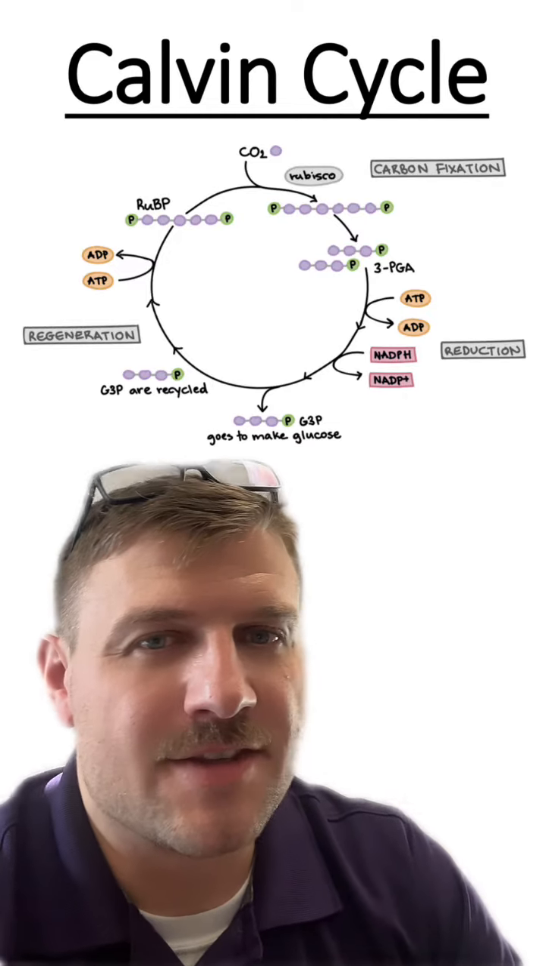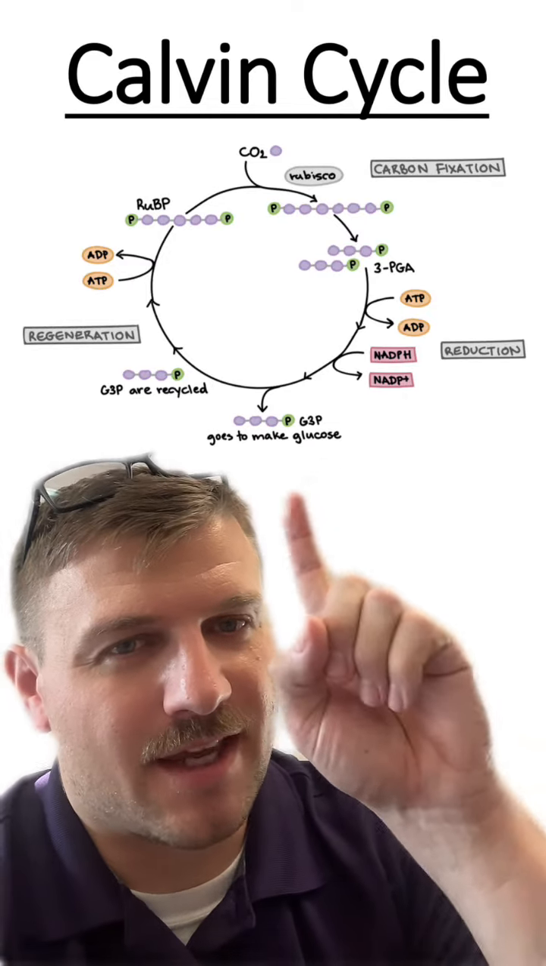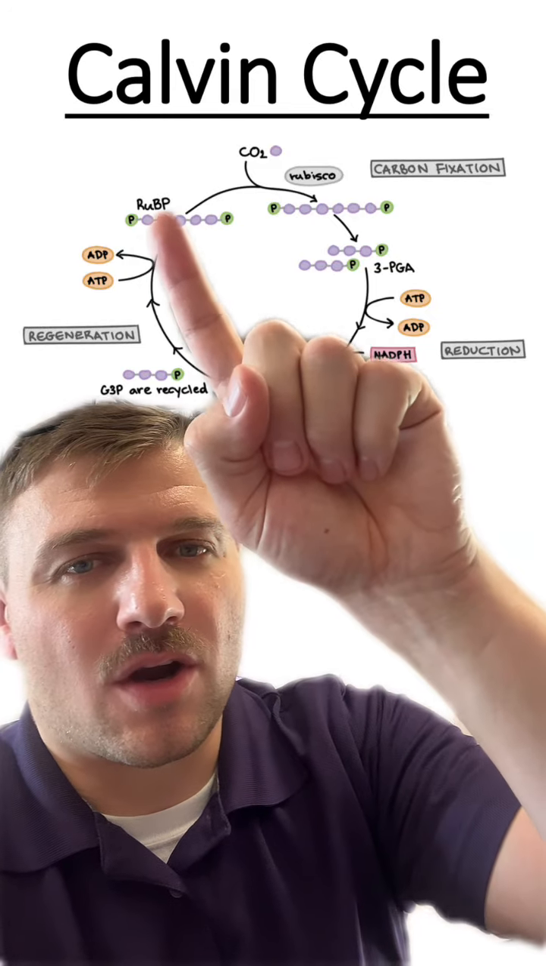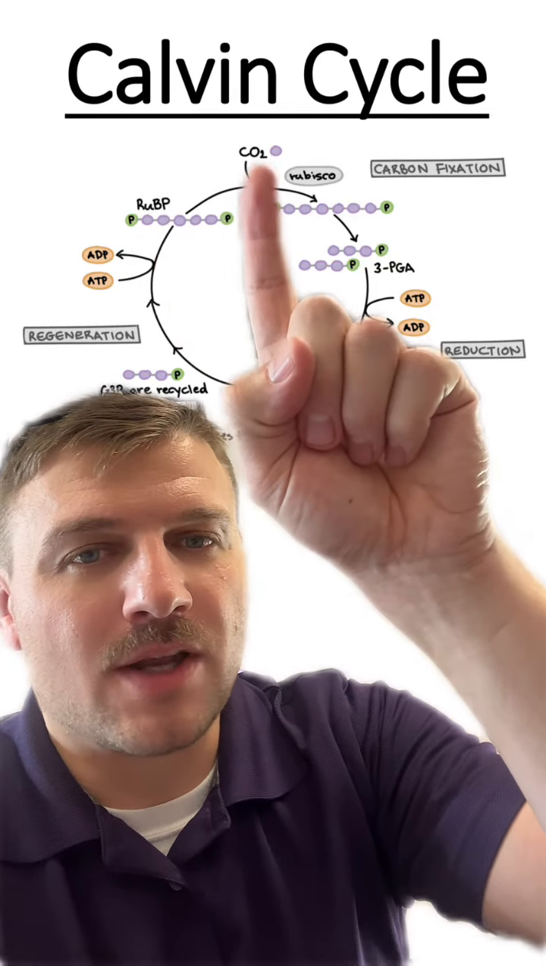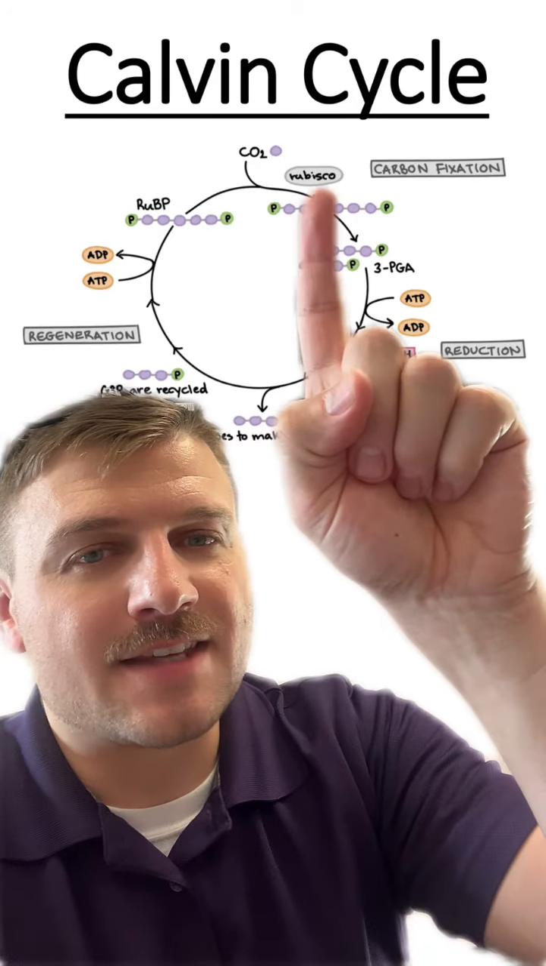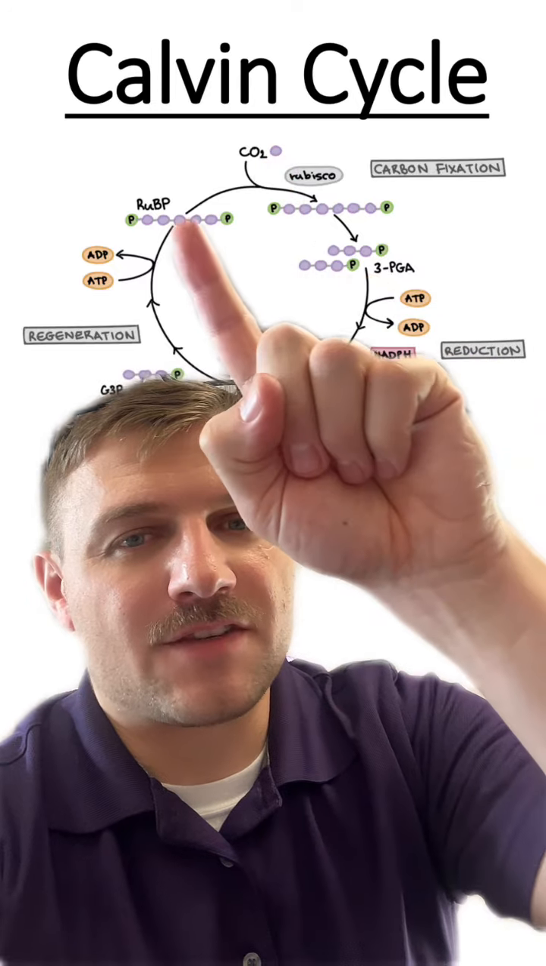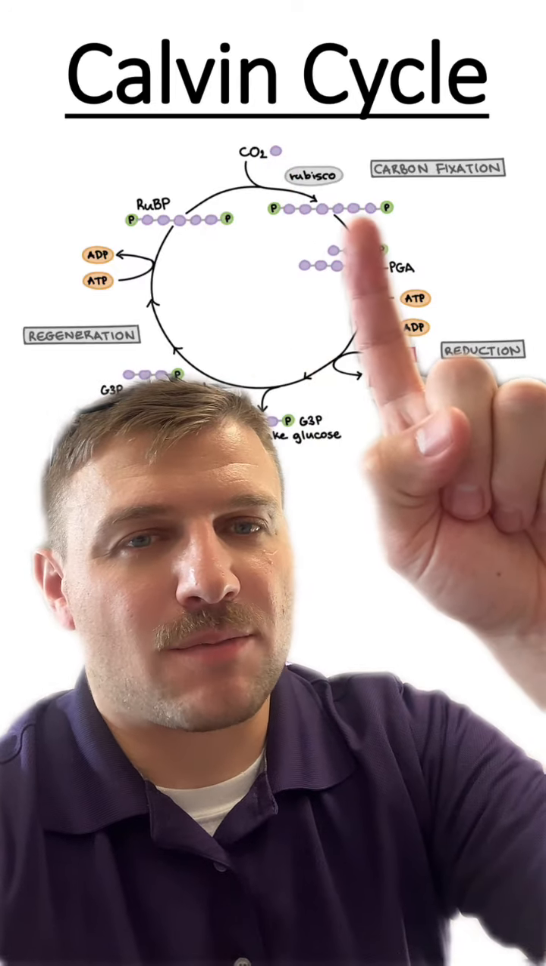Whenever I go over the Calvin cycle, I'll usually show a diagram that looks like this. I'm going to quickly go over this process. You can see this 5-carbon molecule called RuBP is going to bind to a 1-carbon CO2 molecule. The enzyme that facilitates this reaction is known as Rubisco. Since we're adding this carbon to this 5-carbon molecule, it becomes a 6-carbon molecule.